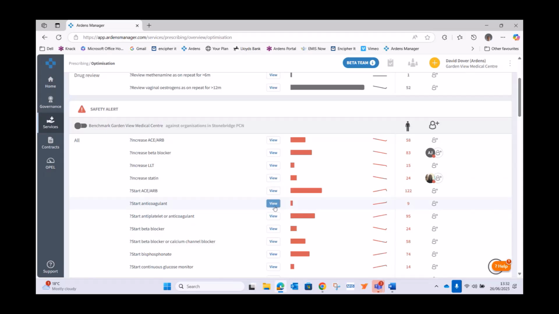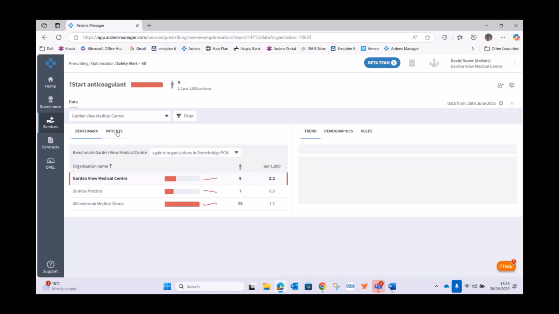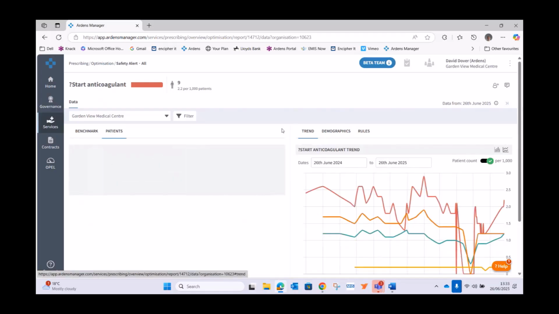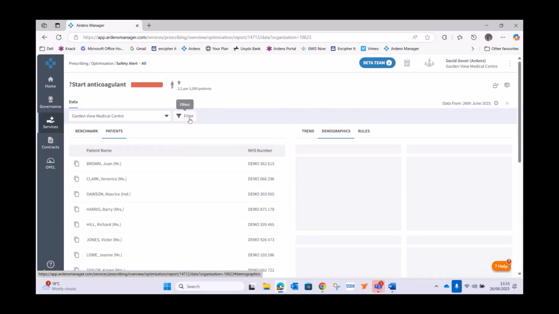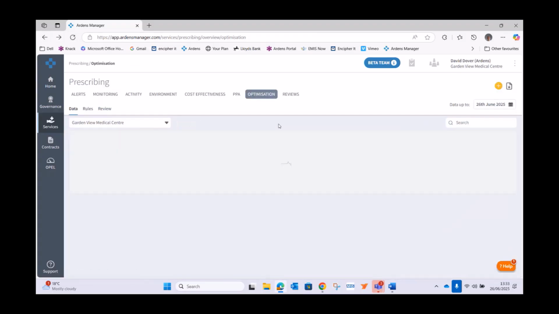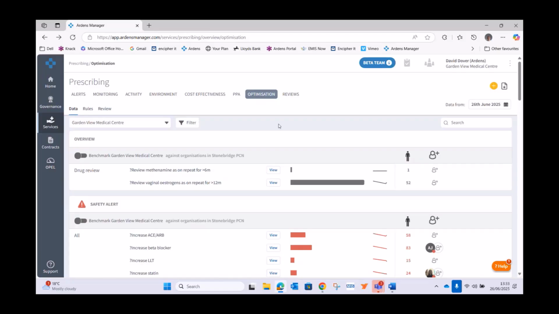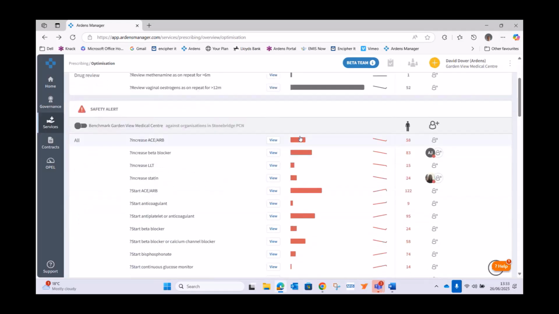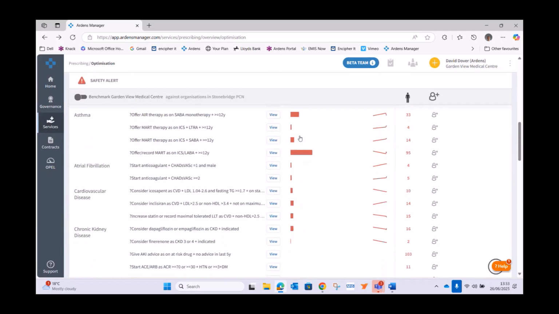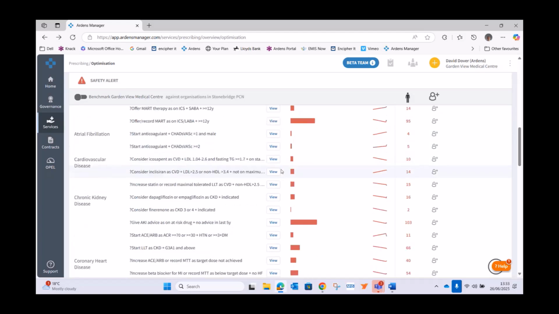Again, I'm not going to go into all of these very same options again, but if we go to view, we can see who the patients are, and again, we can start to use those demographics, start to use those filters if we need to. So again, just preempting appointments that may occur in the future because patients aren't using their medication correctly, or something's been missed along the line, I guess. But again, just all of those safety alerts broken down by each particular area as well.